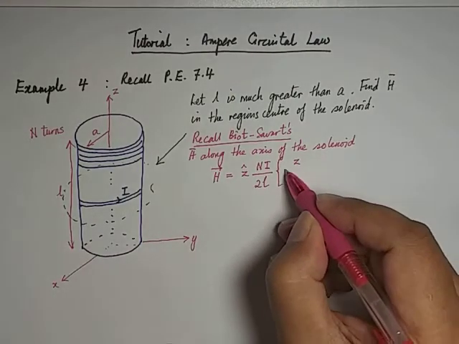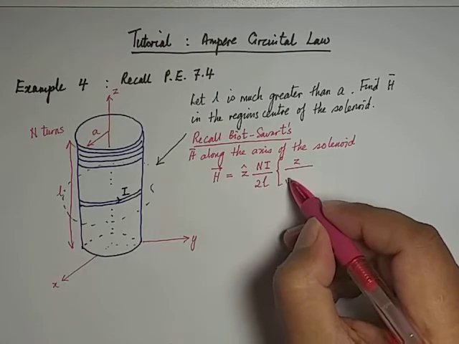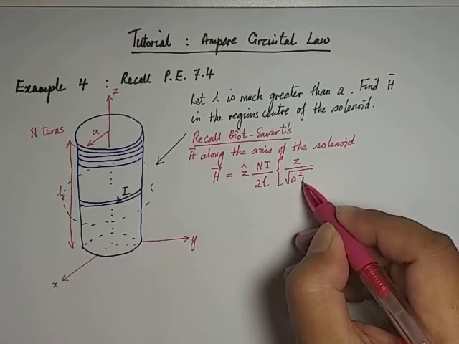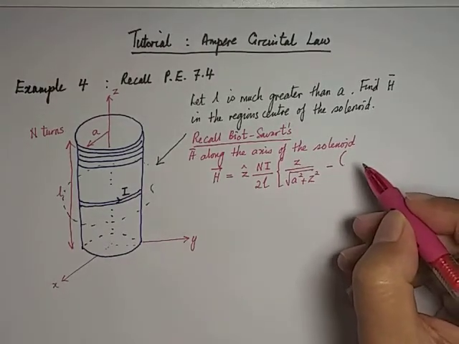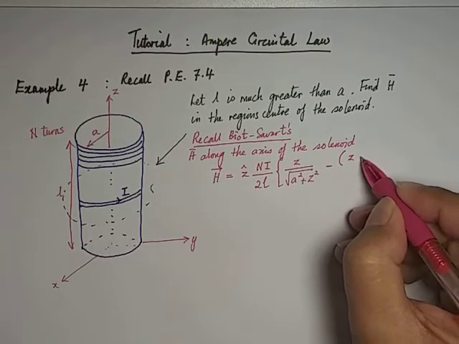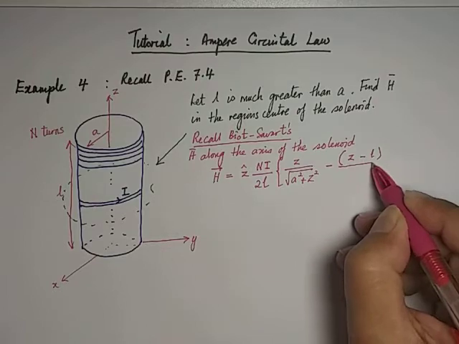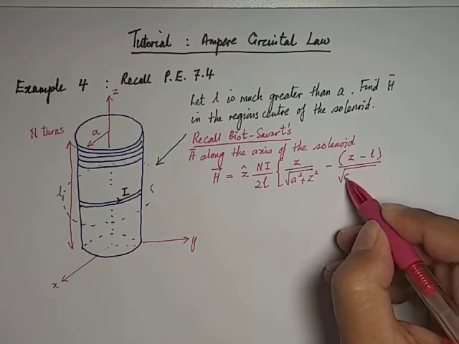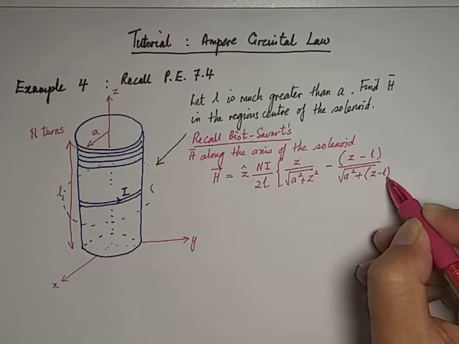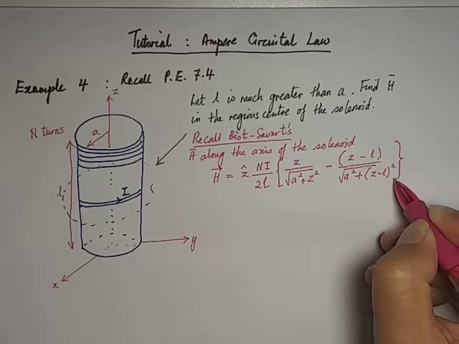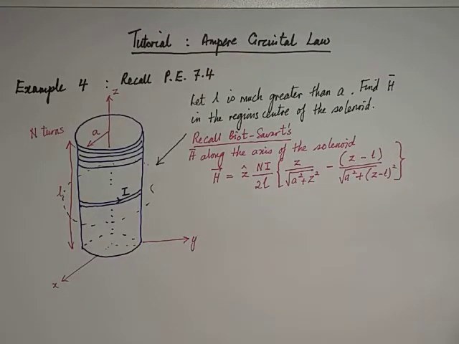z over the square root of A squared plus z squared, that should be one term, minus the second term given as z minus L, divided by the square root of A squared plus z minus L squared. Okay, and then we said that the unit for this H is ampere per meter. It seemed to us the solution is quite lengthy and cumbersome. So now let's adjust this general solution to our task here.